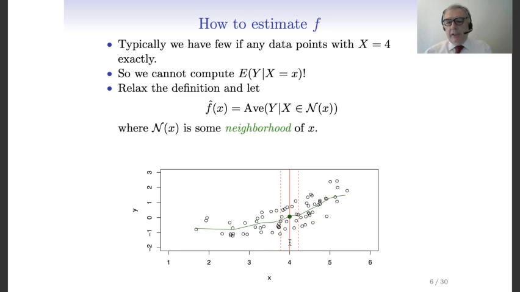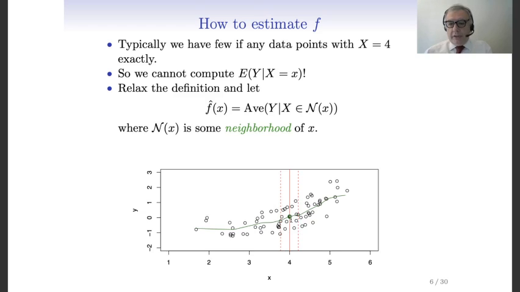Here the neighborhood is defined by means of the distance measured as difference between the x variables. So I take all the circles that are close enough to 4, whose x-coordinate is close enough to 4. Of course, I have to define this neighborhood in some way, and this is the way this has been done here. So I just take these black values, I take the average, and so I have the prediction.